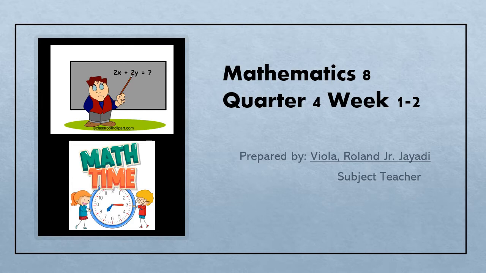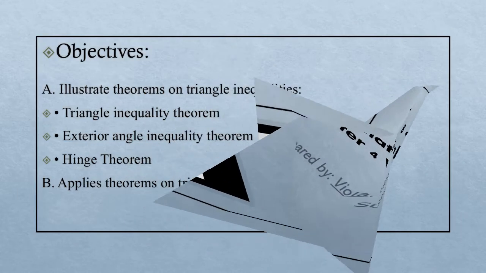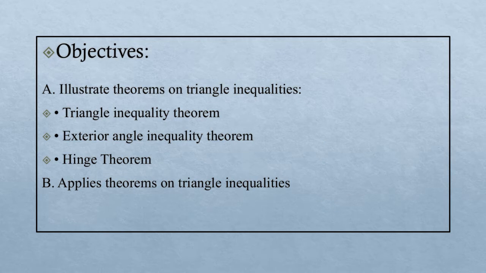So before we start with our lesson this morning, let's have first our objectives. Our objectives are: A. Illustrate theorems on triangle inequalities: the triangle inequality theorem, exterior angle inequality theorem, and hinge theorem. And B. Apply theorems on triangle inequalities.